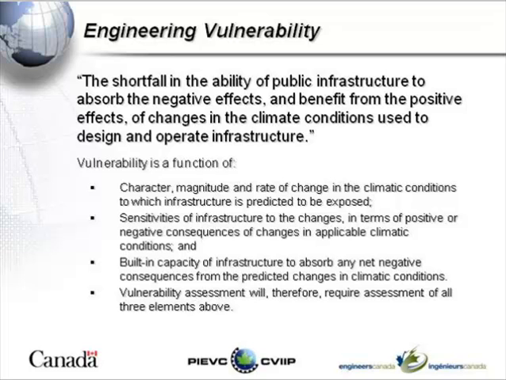but it's important to understand that it's engineering vulnerability we're talking about, and by definition, that's a shortfall in the ability of public infrastructure to absorb the negative effects and benefit from the positive effects of changes in the climate conditions used to design and operate infrastructure. It's a function of the character, magnitude, and rate of change of those changes, and how sensitive that infrastructure is to the change in terms of whether they're positive or negative outcomes from the change. They can be positive sometimes. It's also a function of the built-in capacity of the infrastructure to absorb any net negative consequences from the predicted changes. So climate change hits a piece of infrastructure, it can have a negative or a positive effect, and how much resiliency have we designed into that piece of infrastructure to accommodate what we're projecting it's going to see.